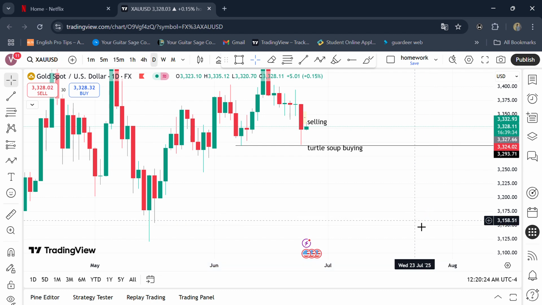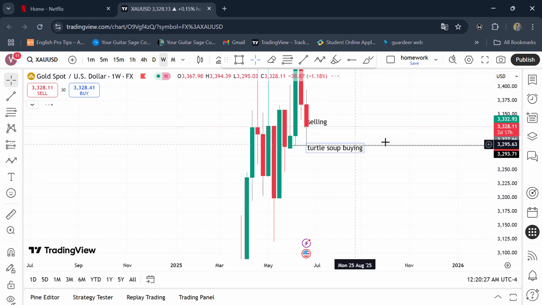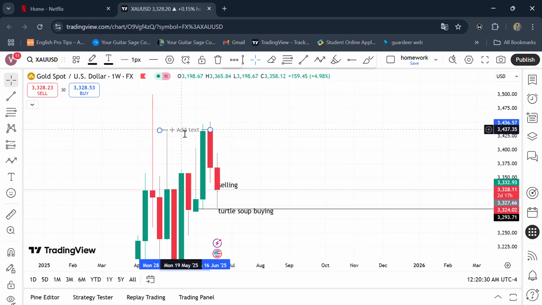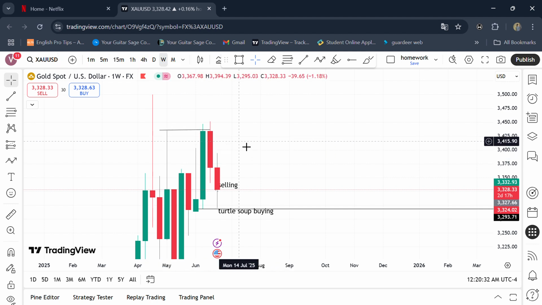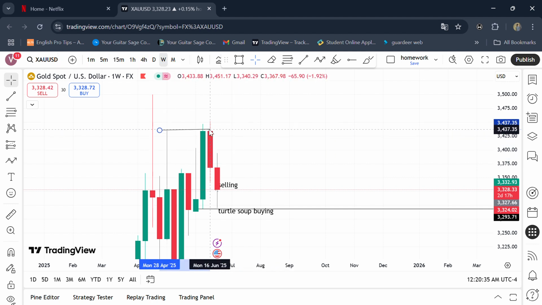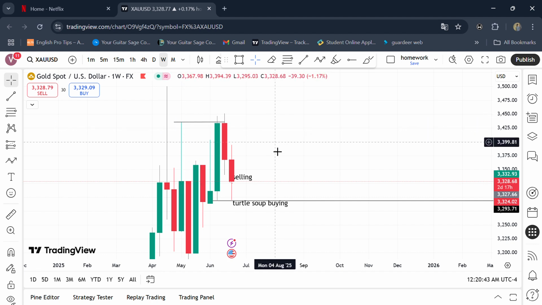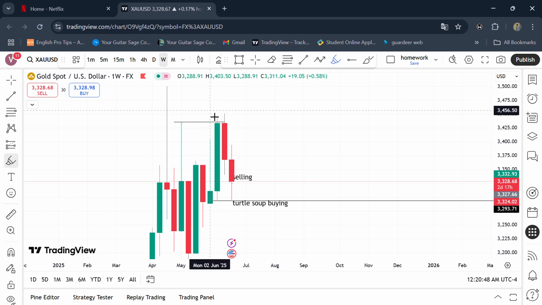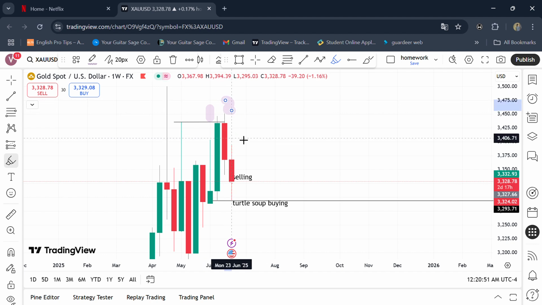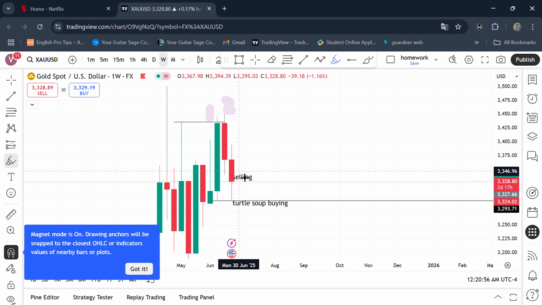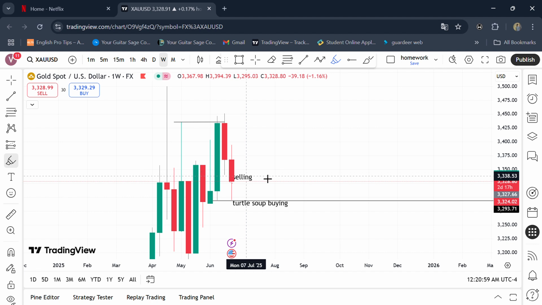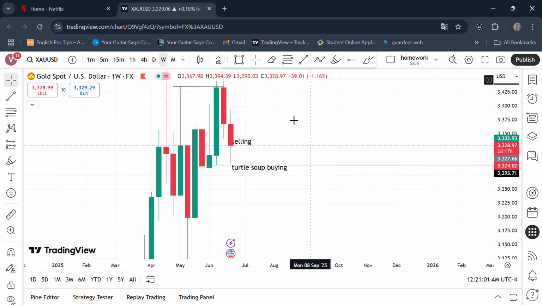But let's see what 1 week time frame says. Even on 1 week too, we have a liquidity grab from the previous level, from a previous minor internal high. Next up, we have a 3 candle swing. If you see, this is 1, 2, and 3. These are 3 candle swing, which again suggests that price might move down.